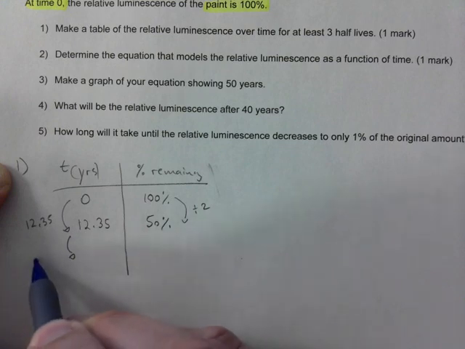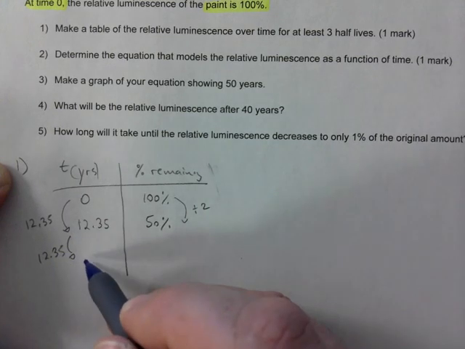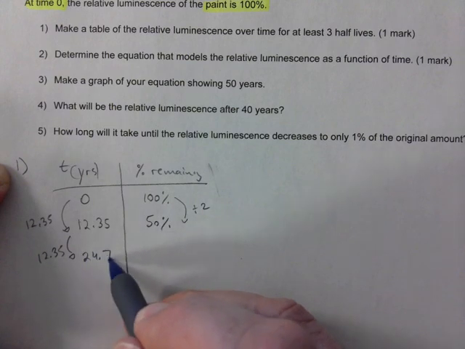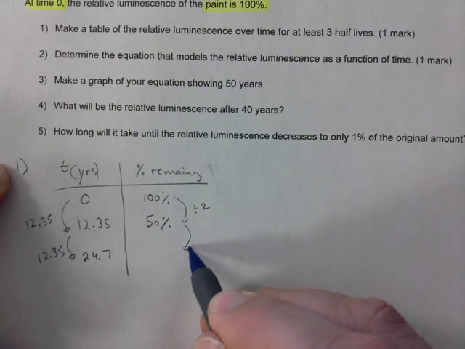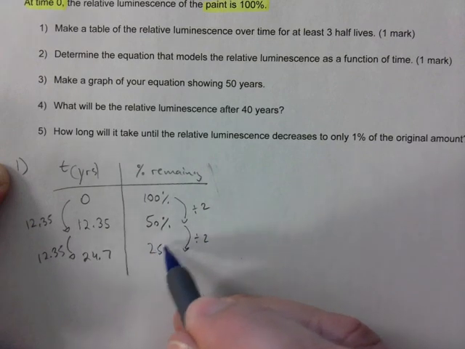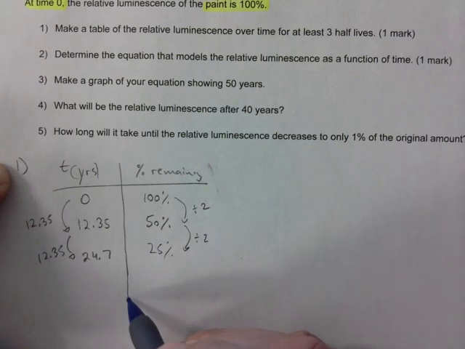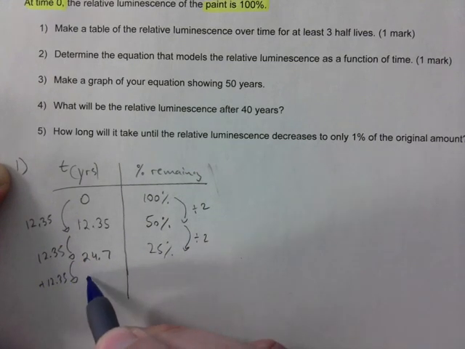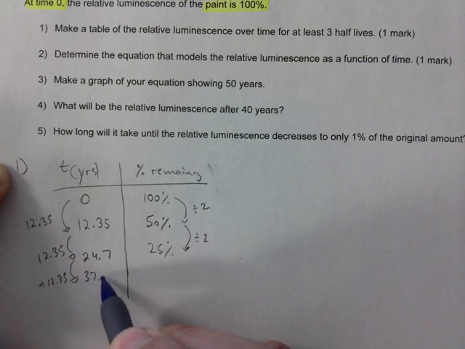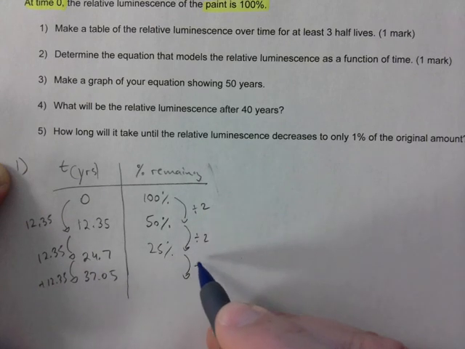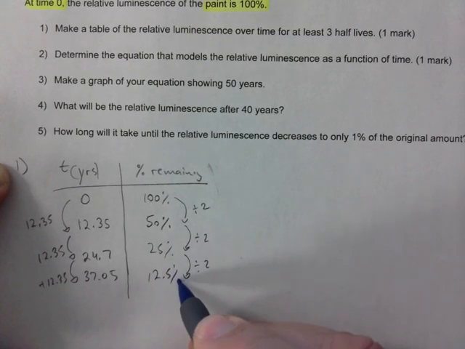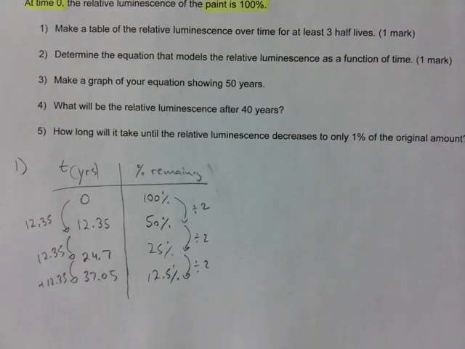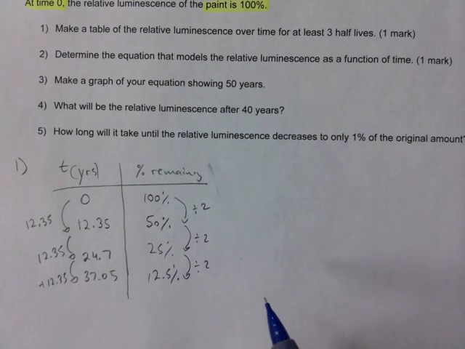Do that one more time. Okay, we add 12.35, that would be 24.7. And so half of 50 is 25%. It says to do this for 3 half-lives, so technically we'll add another 12.35, so that's 37.05, and so half of the previous one would be 12.5%. But it never really gets to 0, based on this model, because you can keep dividing a number in half indefinitely to infinity. So I would give you a mark for this.